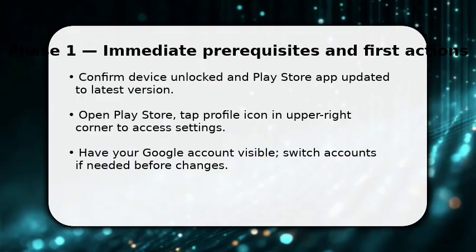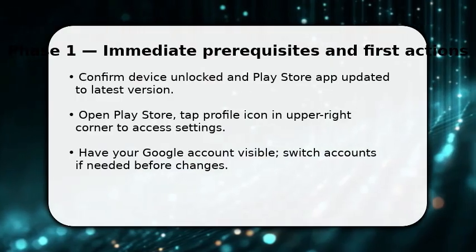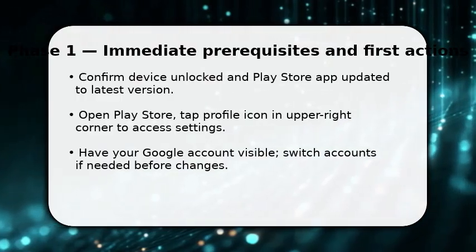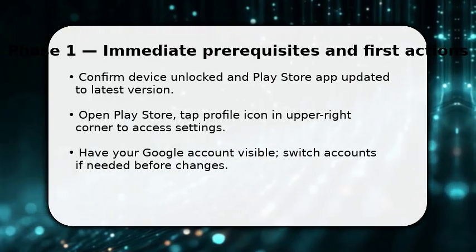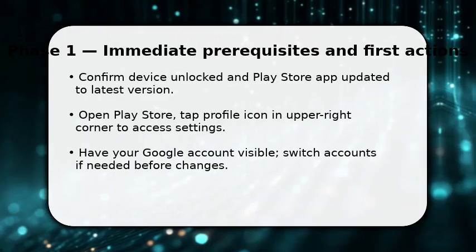You start by opening the Play Store and signing into the Google account that receives the notifications. Once done, tap your profile icon in the top right to reveal account options. This gets you to settings fast.